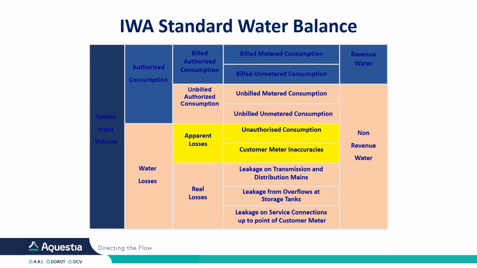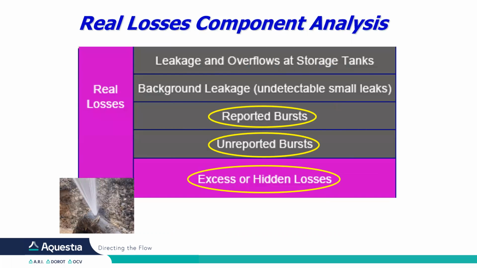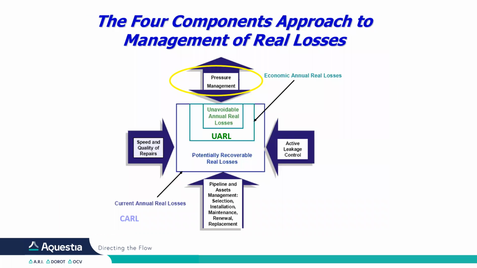We can see that the real losses include leakage on transmission and distribution mains, leakage from overflows at storage tanks, and leakage on service connections up to the point of customer meter. If we look at the components of the real losses, we have the leakage and overflows: background leakage, reported bursts, unreported bursts, and excess or hidden losses. You all are familiar with this and with the 4 components approach to management of real losses.